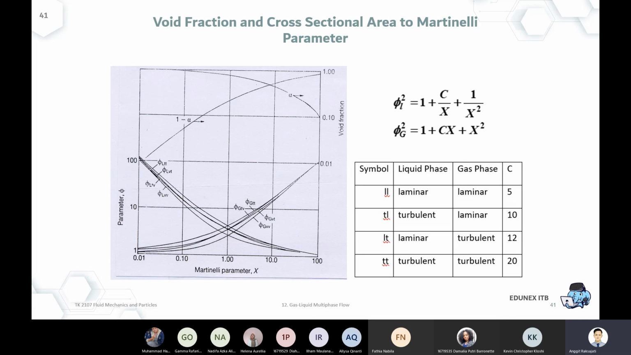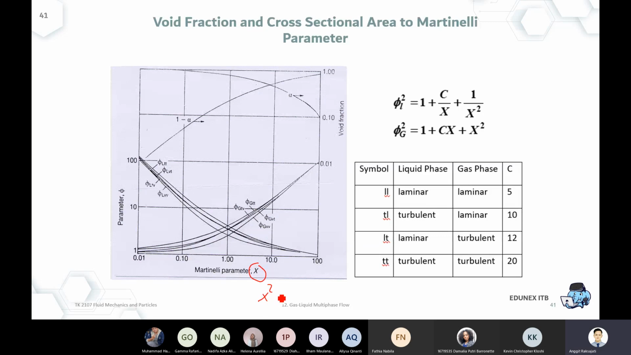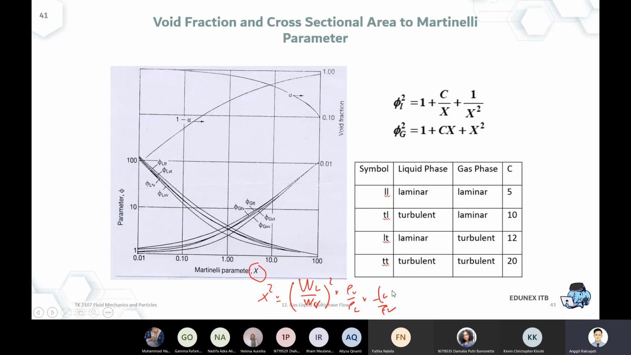Last part. We finished the part where we already get the X square, right? We get the X square from the previous correlation, from W, L, rho, F. Is that correct? So we're coming from this previous step to calculate the X square, the Lockhart-Martinelli parameter.